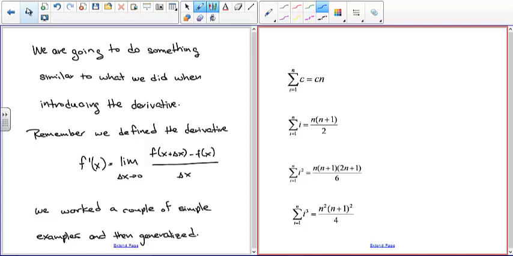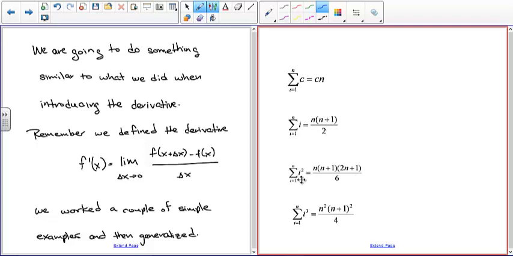Okay, so these are the four formulas that we're going to use. It says the summation from i equals 1 to n of some constant is equal to the constant times the number of times you add it together. I'm going to demonstrate each one of these formulas just to show you what they mean. If we have this summation going from i equals 1 to n, and we add i up, where i will be 1, then 2, then 3, then 4, then 5, the formula for the sum is n times n plus 1 over 2.